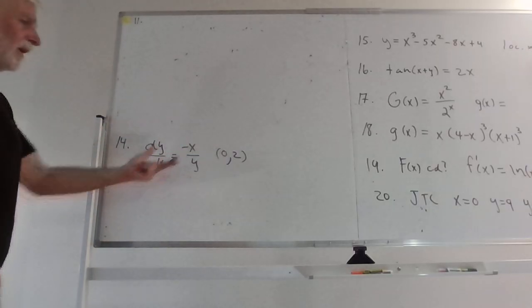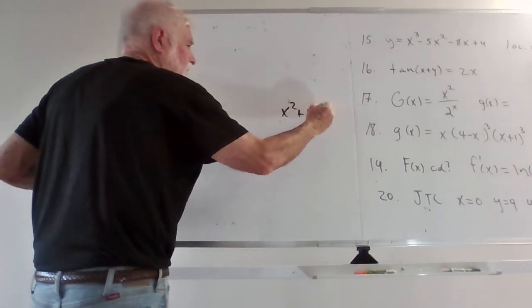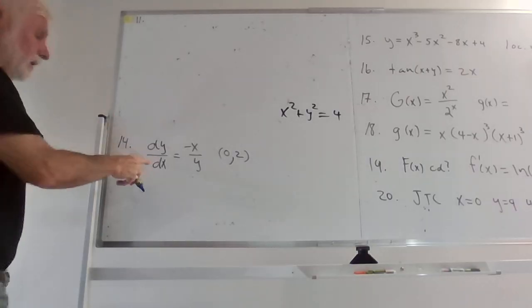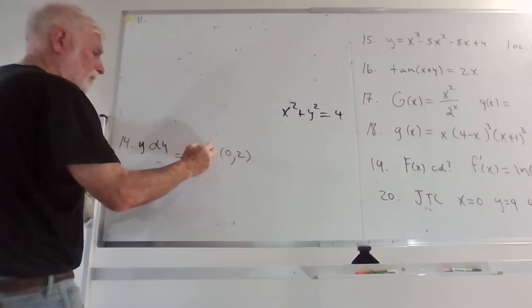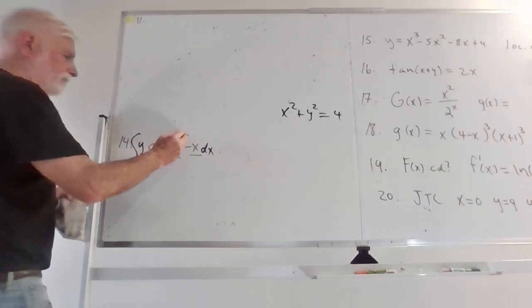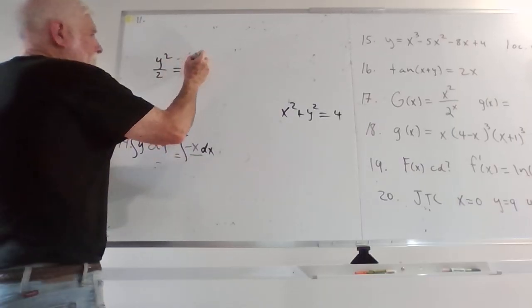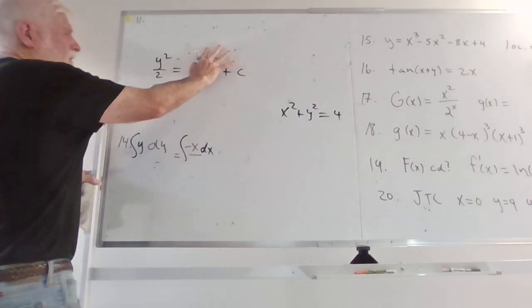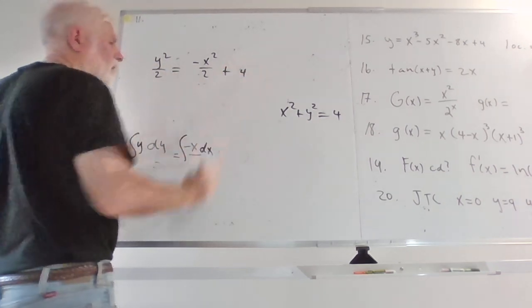Okay, minus x over y, 0, 2. Got a feeling we're looking at x squared plus y squared equals 4. Okay, so let's find out. Let's move our variables into the integration perspective. Let's integrate. This is going to be y squared over 2. This one's going to be minus x squared over 2 plus c. Let's throw our 0 in. 0 goes. Let's throw our 2 in. And yes, that's 4. Oops, I made a mistake here.